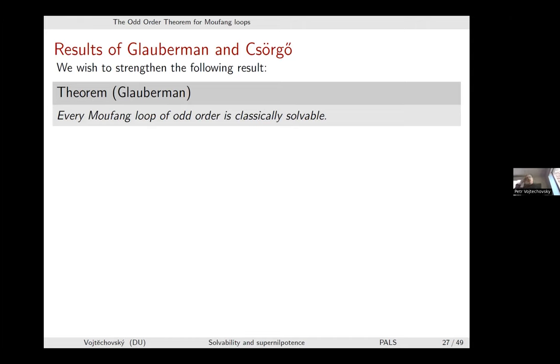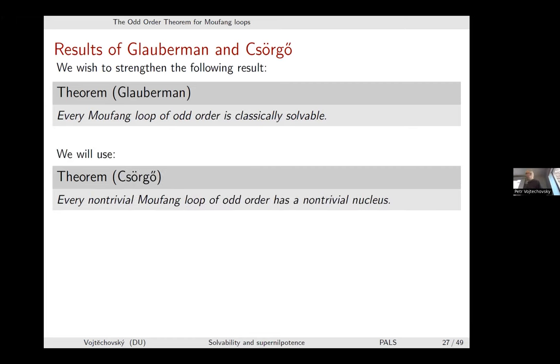Glauberman is a group theorist, and he was only working with Moufang groups because he needed to establish some rather deep theorems for the classification of finite simple groups, strangely enough. But this result appears in the paper. So he has the odd order theorem for Moufang groups in terms of classical solvability. But now, when we don't know whether the theories are the same or whether congruence solvability is stronger, we would like to prove the stronger version of the odd order theorem, and we can do that.